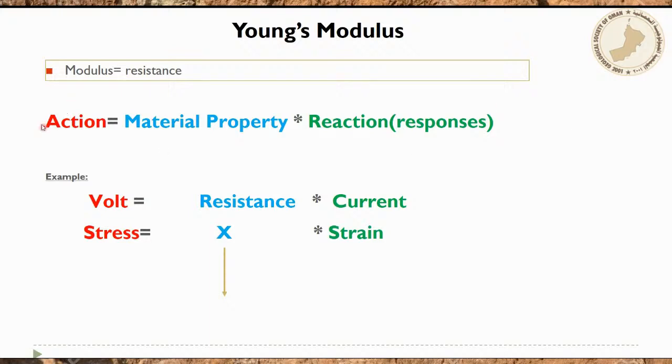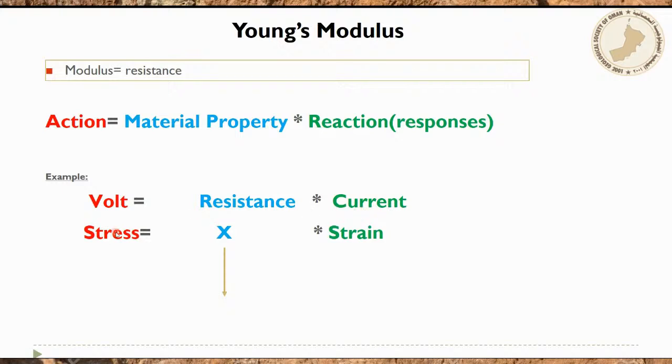Another tip: it's not a physics course or lecture here, but I want to link things together. When you have an action, you get a reaction. So basically, the action equals the material property multiplied by the reaction, or response. This is like a generalized equation. You have to keep it in mind to link geomechanics with science and engineering. Let me give you an example in an electrical circuit. We have an action, which is the volt, and we get a reaction, which is the current. The material property is the resistance. So we know that Ohm's law says resistance equals V over I, where I is the current.